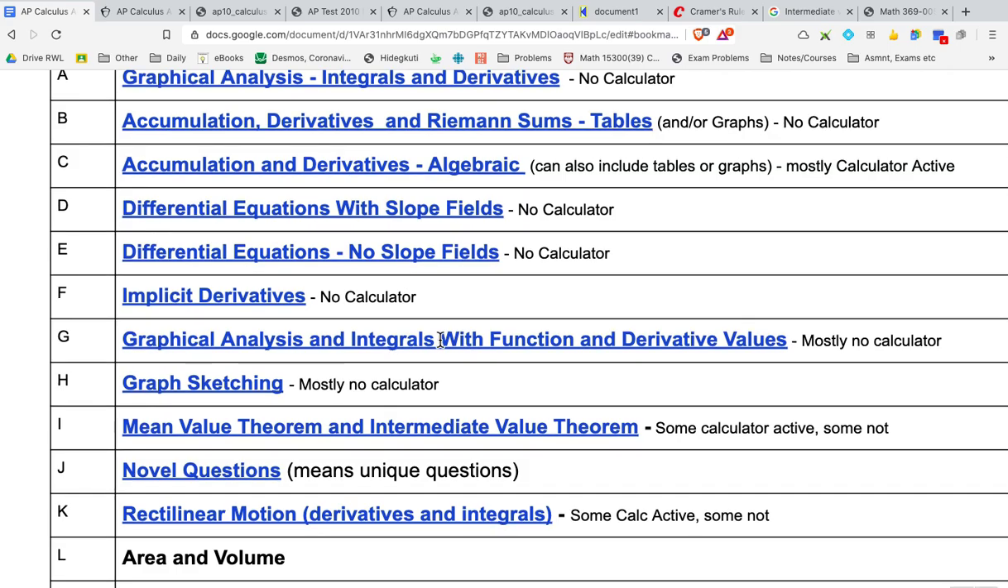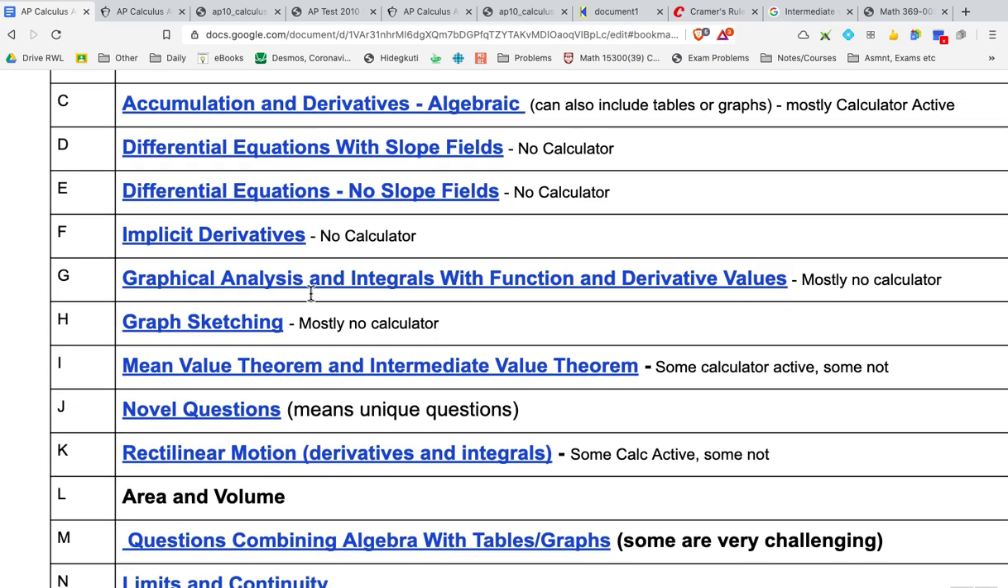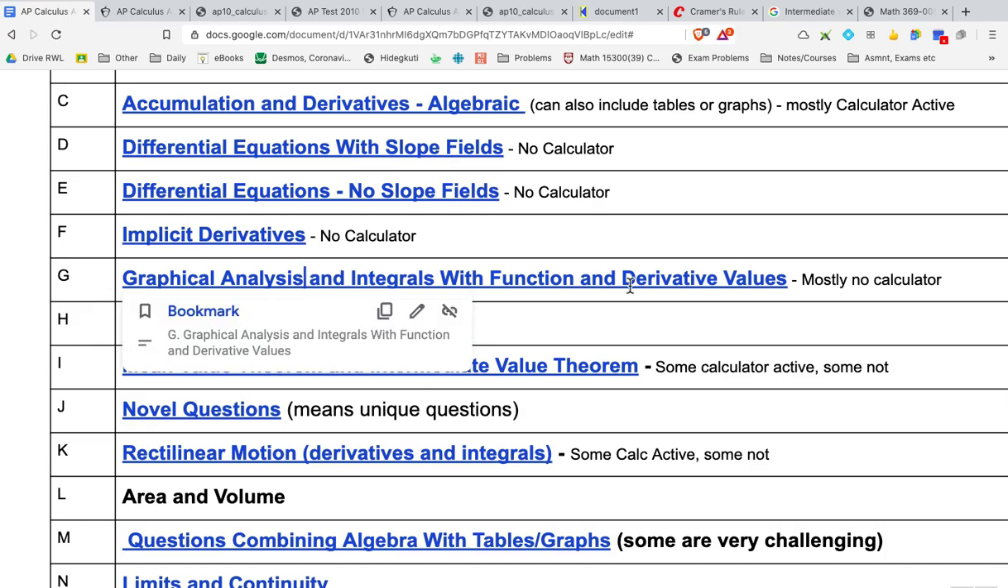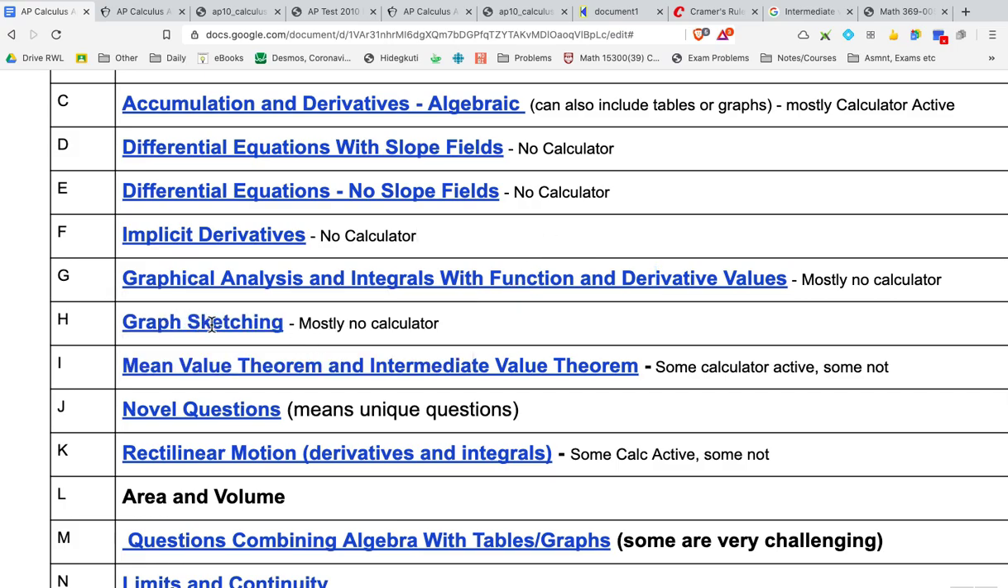And you'll see that some seem to overlap. For example, graphical analysis with integrals, with function and derivative values, and then graph sketching. What's different about those? Well, the graphical analysis with function and derivative values is like a table with f prime and f in it and g prime in it, and you have to answer questions. Whereas the graph sketching is more traditional, where you get a function and then you have to analyze the function based on the algebraic representation.